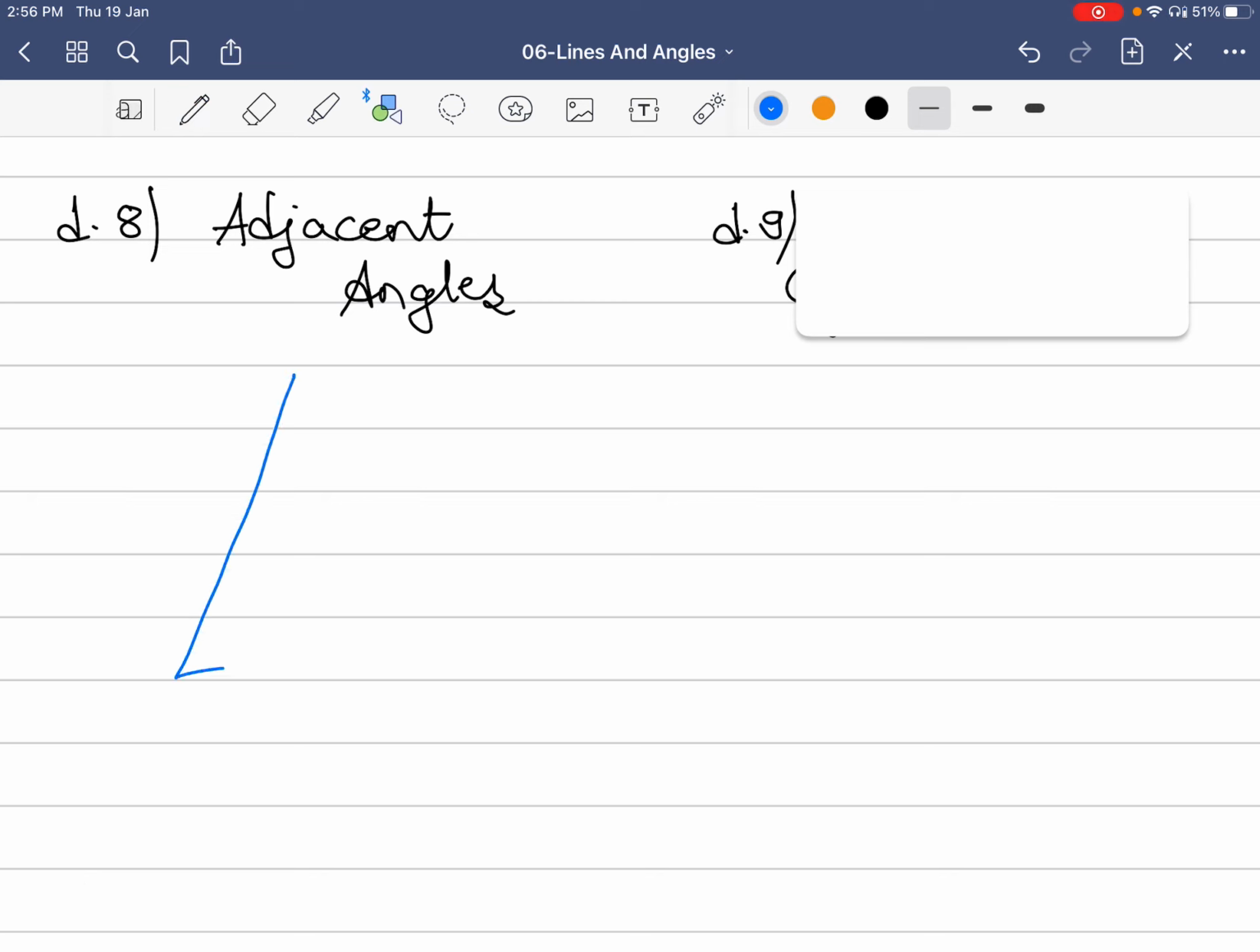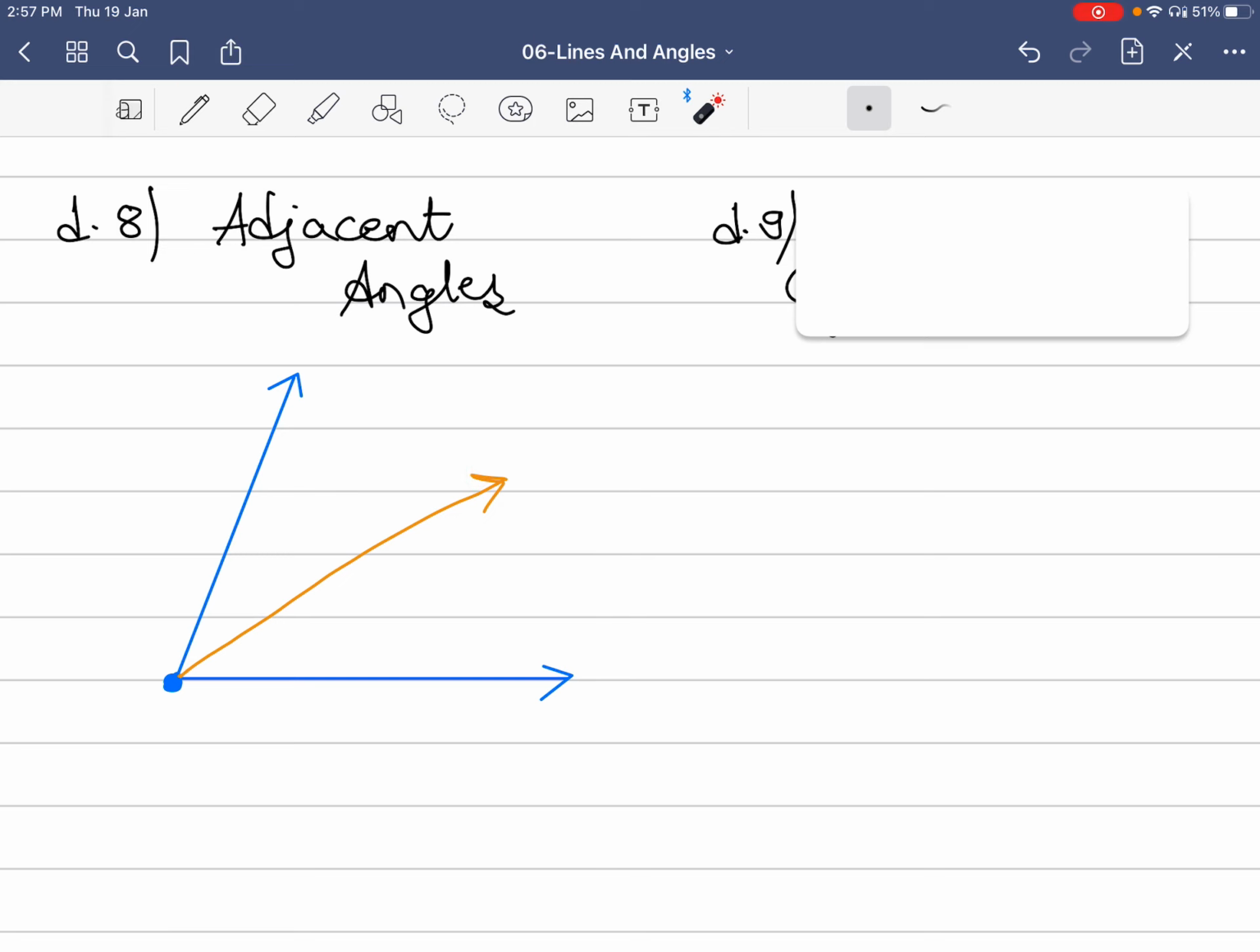So let us draw this. For example, this is my one angle. Is this an angle? Yes, because it has a common endpoint here. Two rays which have a common endpoint is called an angle. So this is one angle. Now what I'm going to do is, from the same common endpoint, I'm going to draw one more ray.